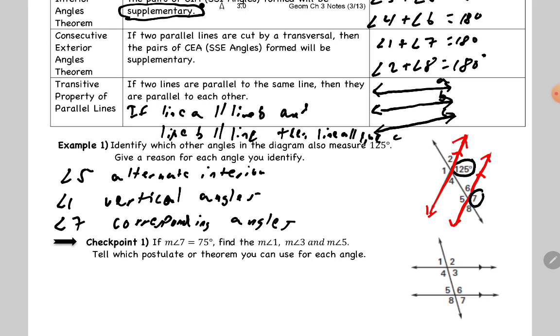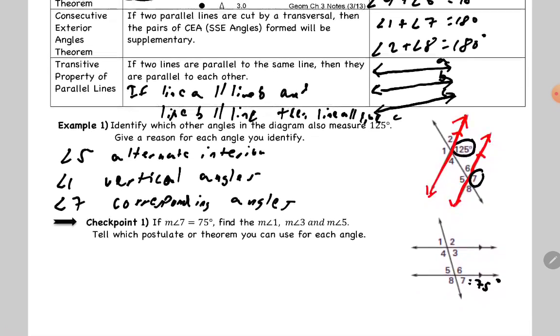All right, checkpoint 1. The measure of angle 7 is 75 degrees. Find the angle measurements of 1, 3, and 5. So angle 3 is 75 degrees because those are corresponding angles. And remember, this only works if the two lines are parallel, which they are.